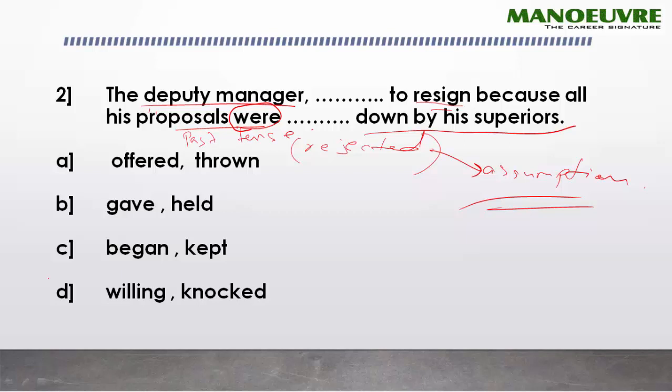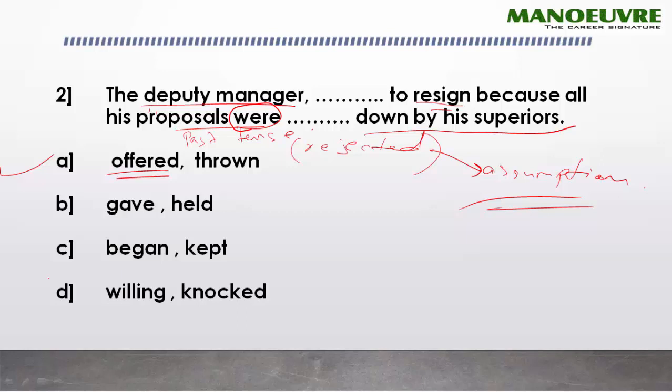Correct? With the help of tenses, let us proceed. The first option says offered and thrown. Let us try to insert the first word, offered. The first option says offered and thrown. The deputy manager offered to resign.